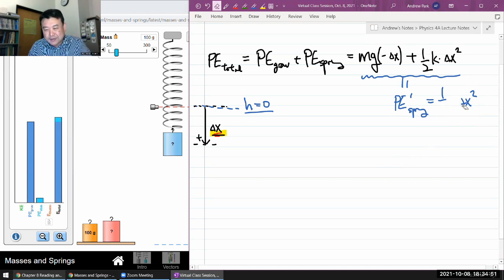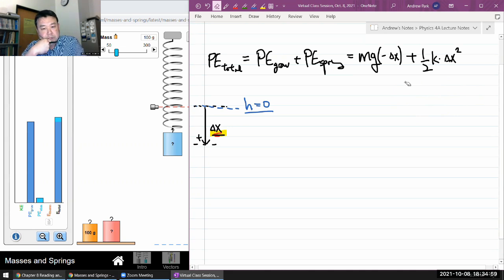But since this is not algebra class, it's a physics class, let me find a more physical justification for what I want to do. So for a physical justification, I think what I'm looking for first is my new equilibrium position. Because one thing that I know definitely changes between my old spring and my new spring is that equilibrium position is not at the same position.